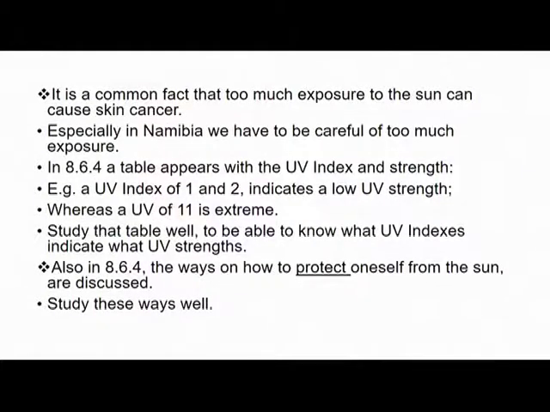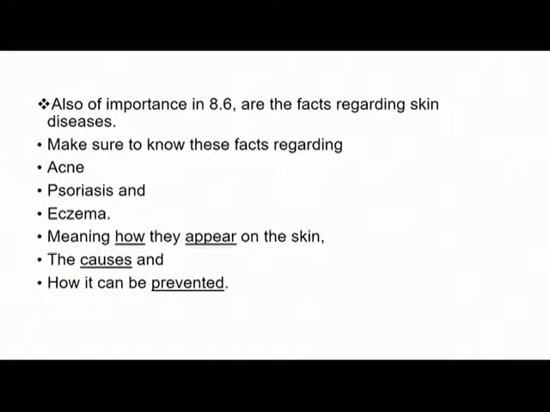It is a common fact that too much exposure to the sun can cause skin cancer, especially in Namibia, where we have to be careful of too much exposure. In 8.6.4, a table appears with a UV index and strength. For example, a UV index of 1 and 2 indicates a low UV strength, whereas a UV of 11 is extreme. Study that table well to be able to know what UV indexes indicate what UV strengths. Also in 8.6.4, the ways on how to protect oneself from the sun are discussed. Study these ways well.